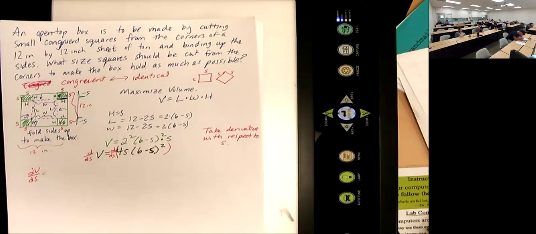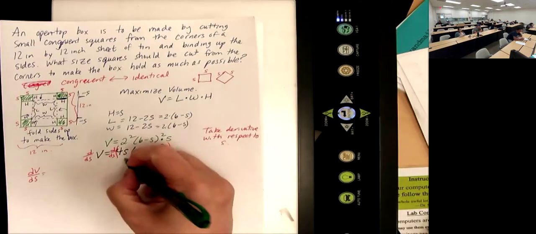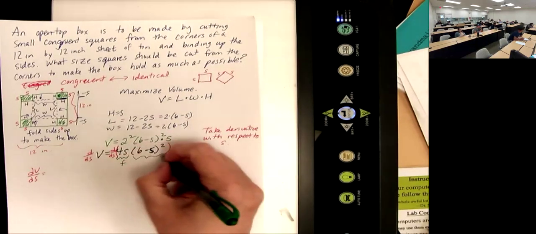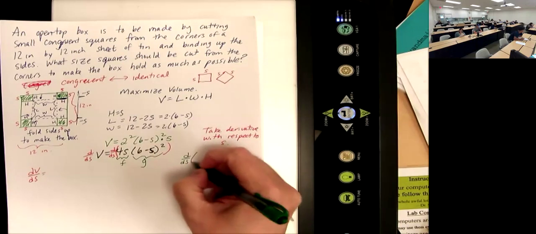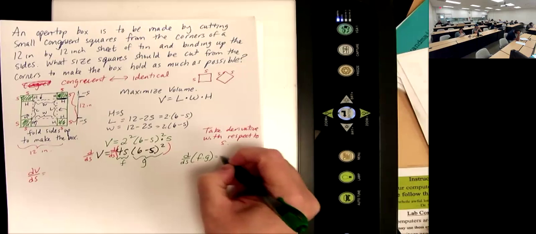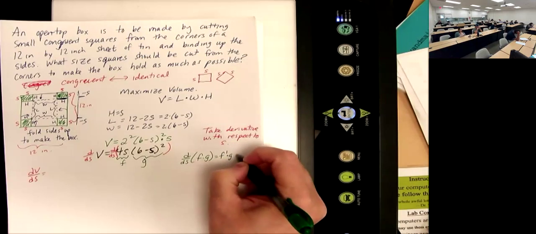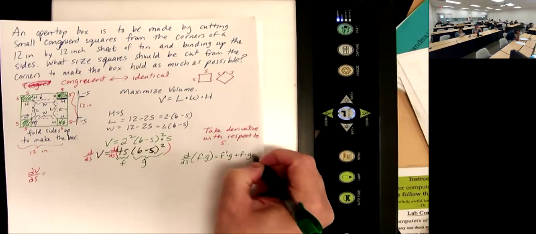I have a product here. Do not treat 4 times s as a product. That's just making you take the long way down there. I saw that on several things, people doing a product rule on 4s. Absolutely ridiculous. We'll call this f and this part g. So d/ds of f times g is f prime g plus f g prime.